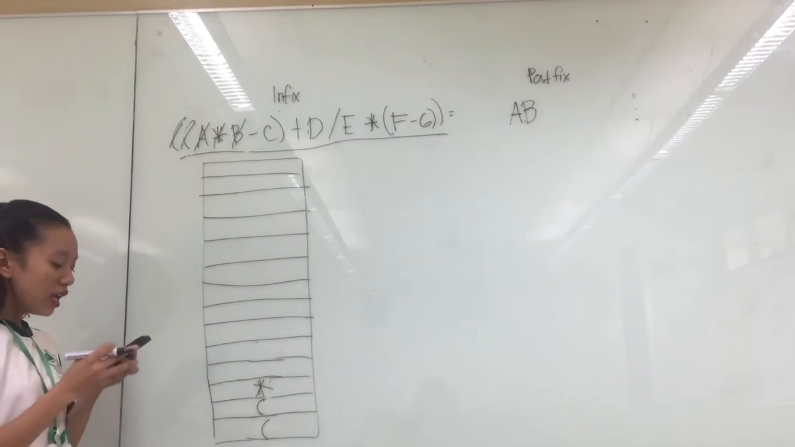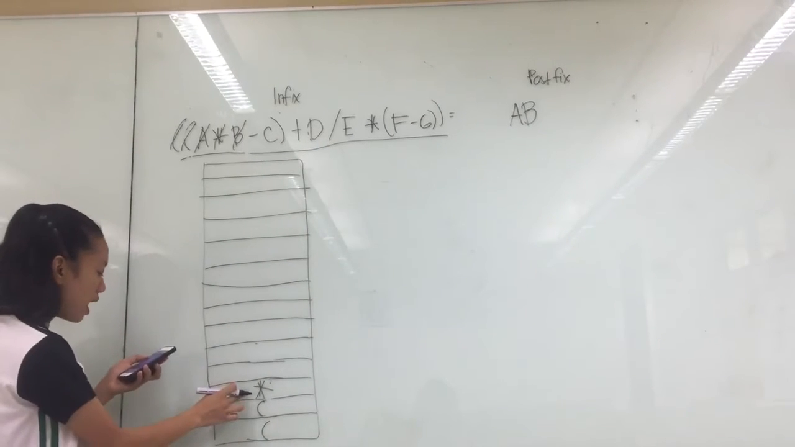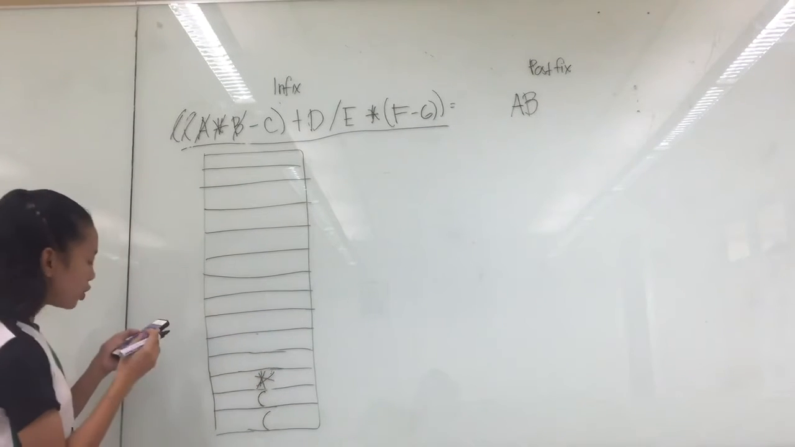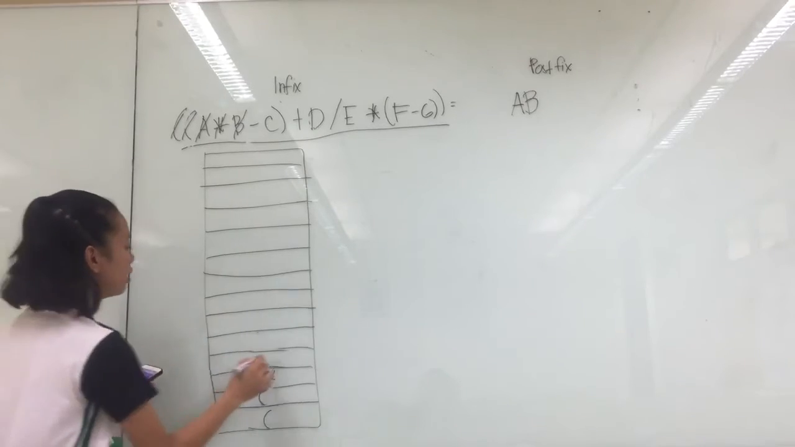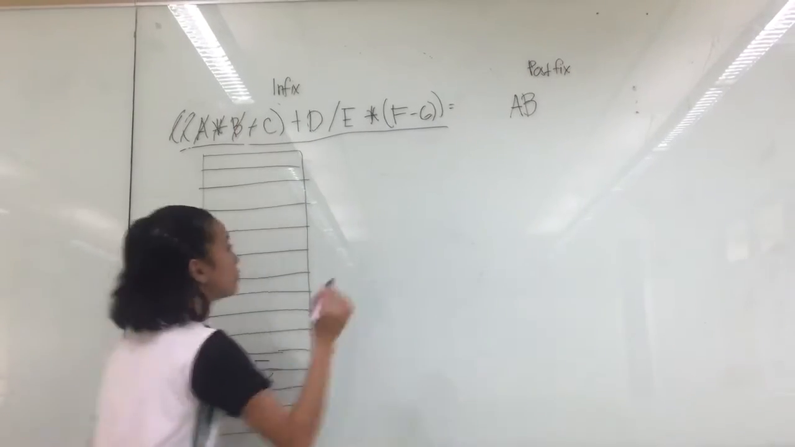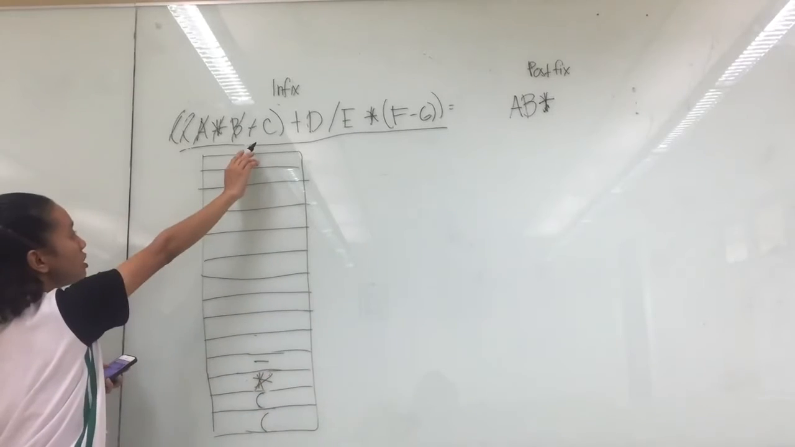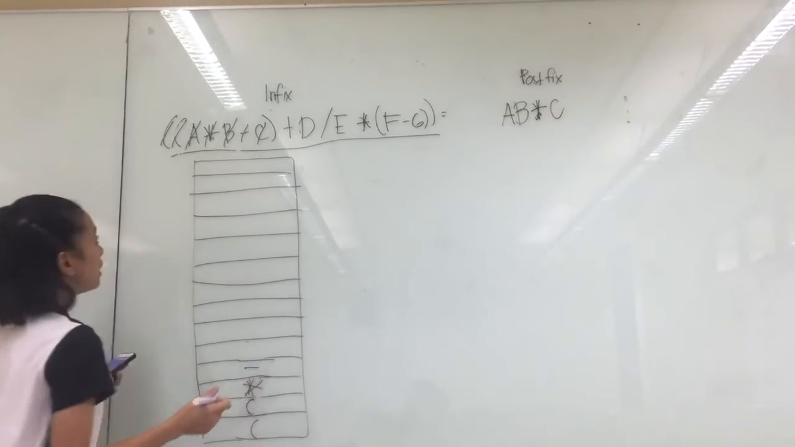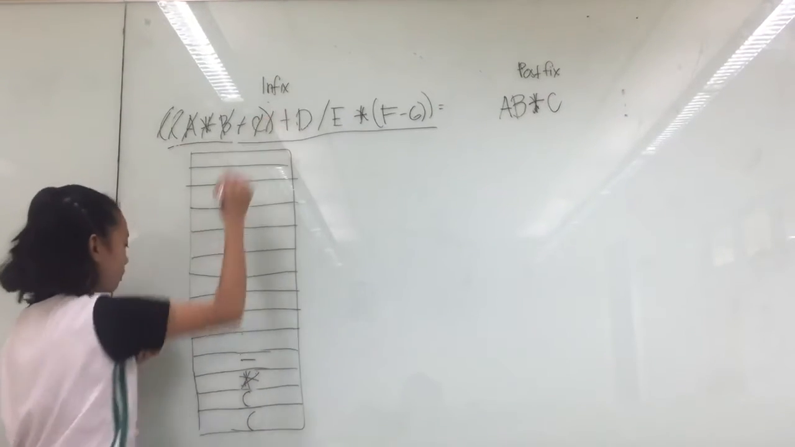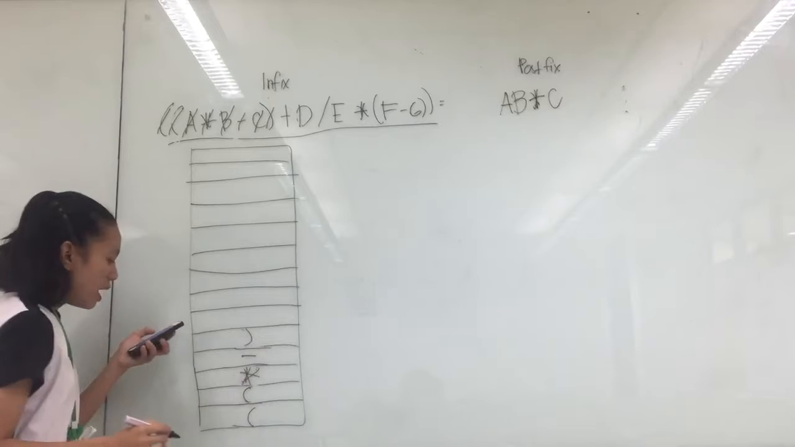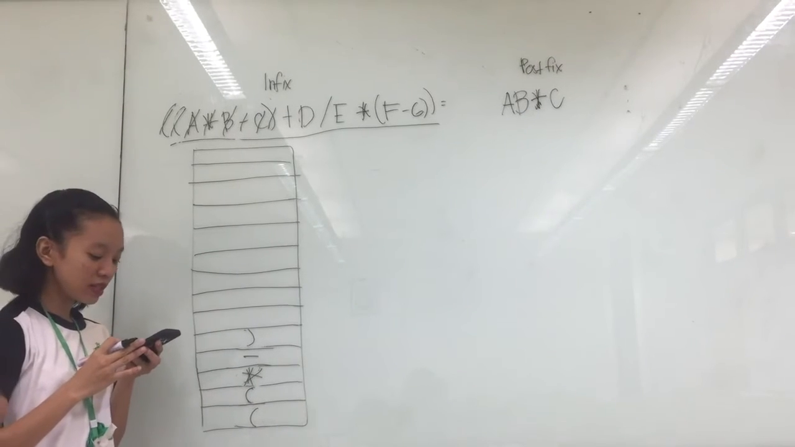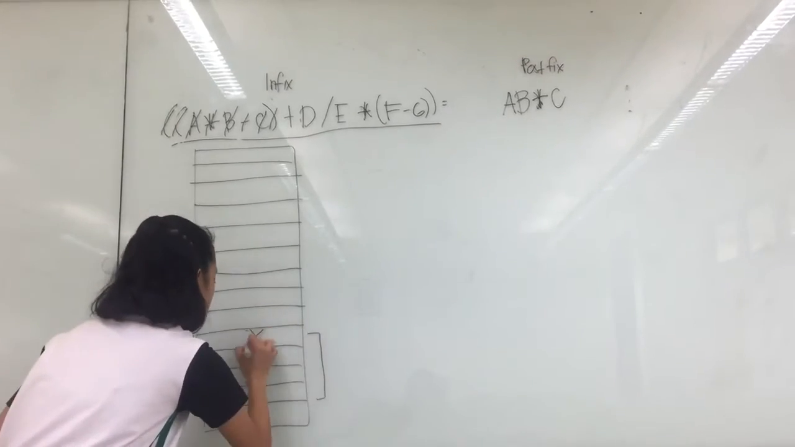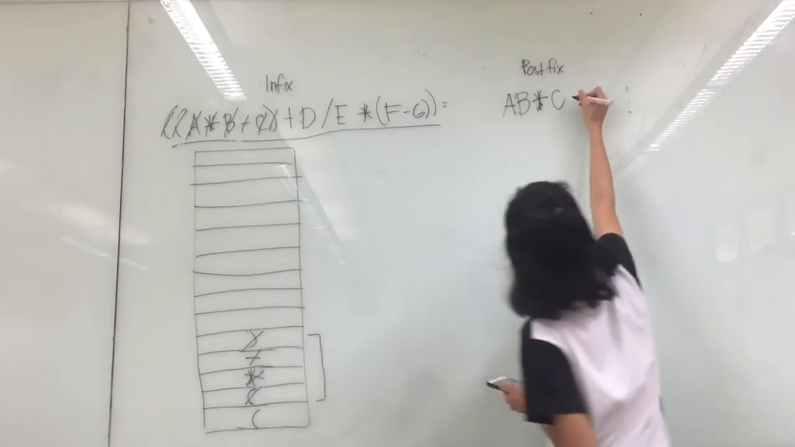Next, again, if the topmost has higher or equal precedence than that of the symbol you are reading, pop the topmost, then push the symbol you are reading. Next is letter C. It is an operand. We must write it on the postfix. Next is the close parenthesis. Again, if we encounter the close parenthesis, pop all symbols between the open and close parenthesis and write them on the postfix notation.